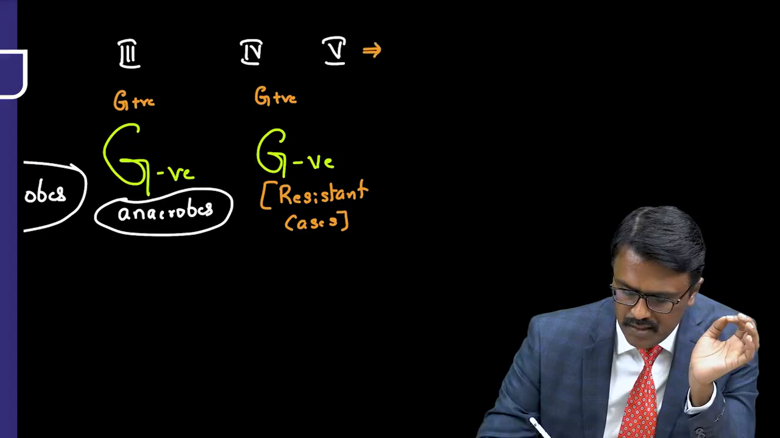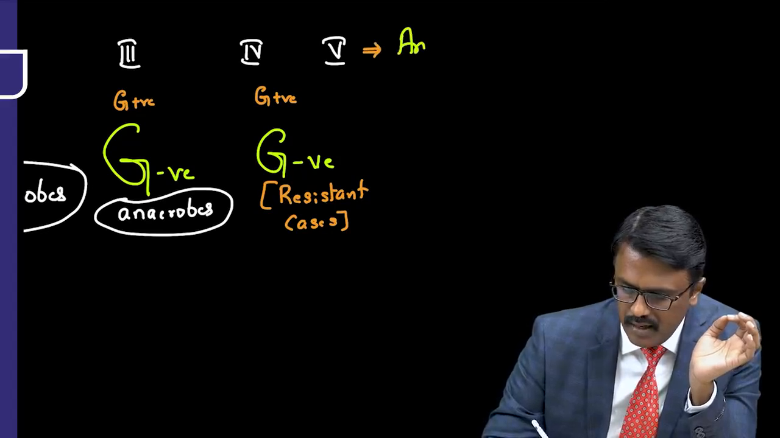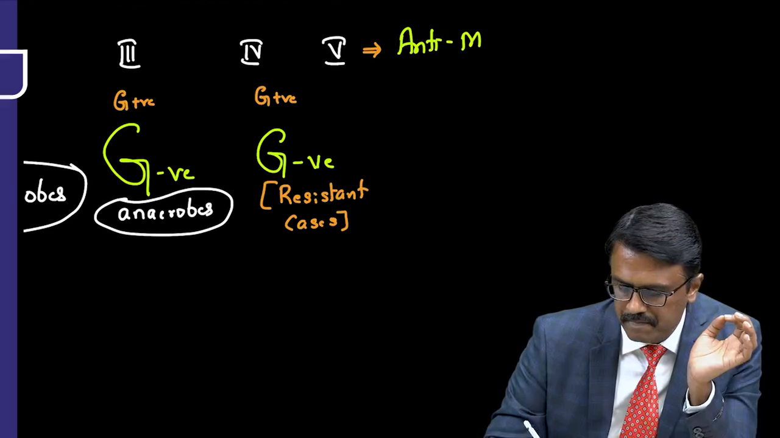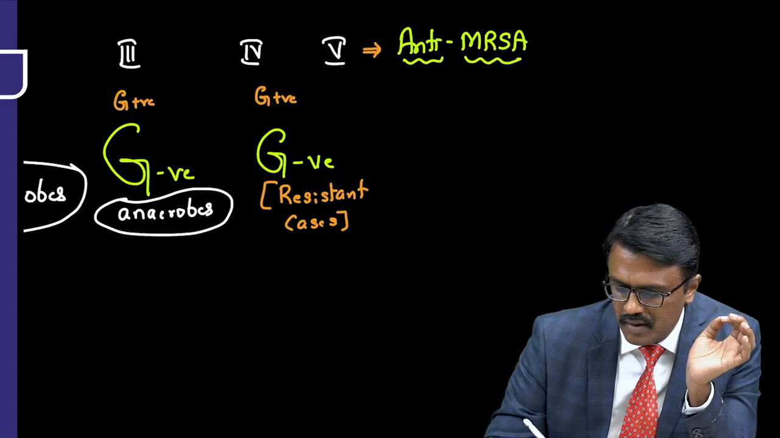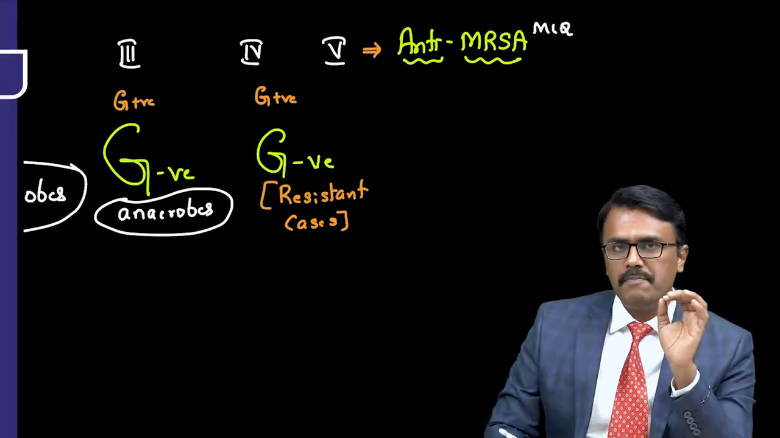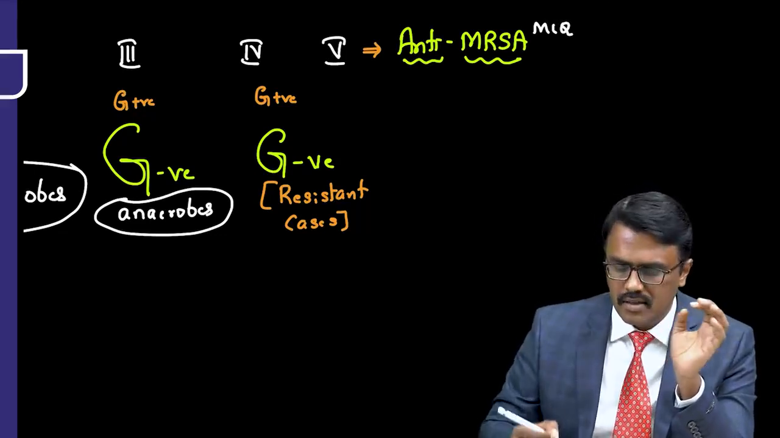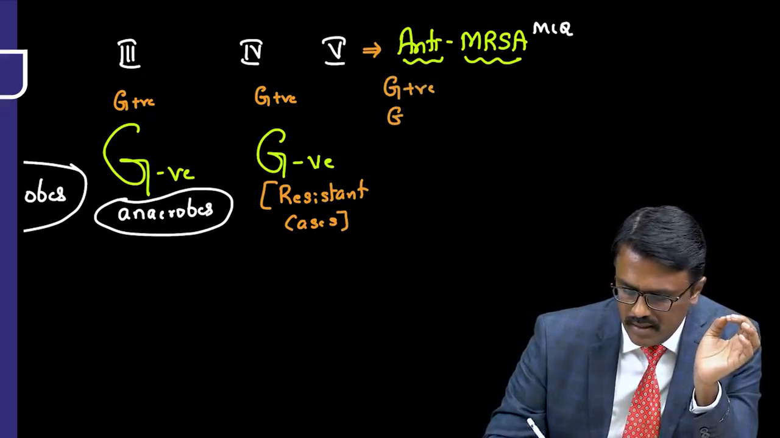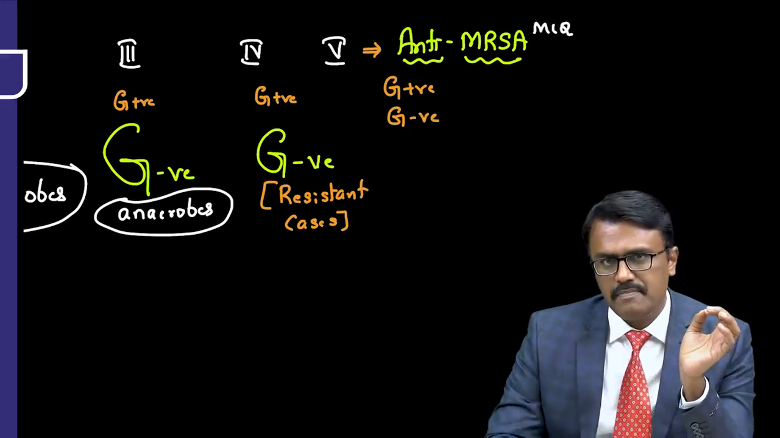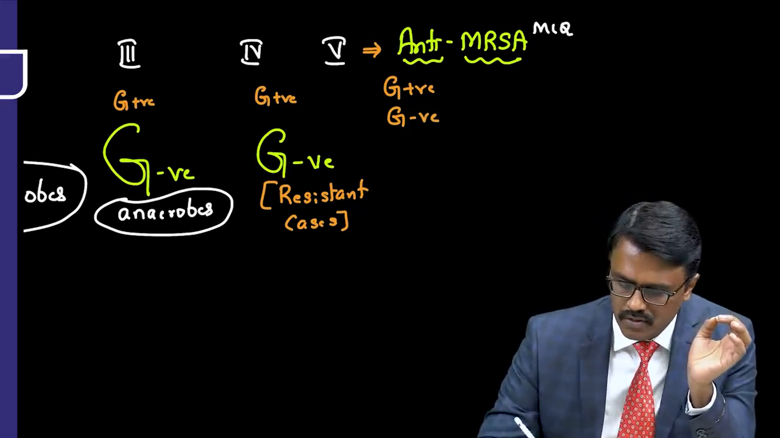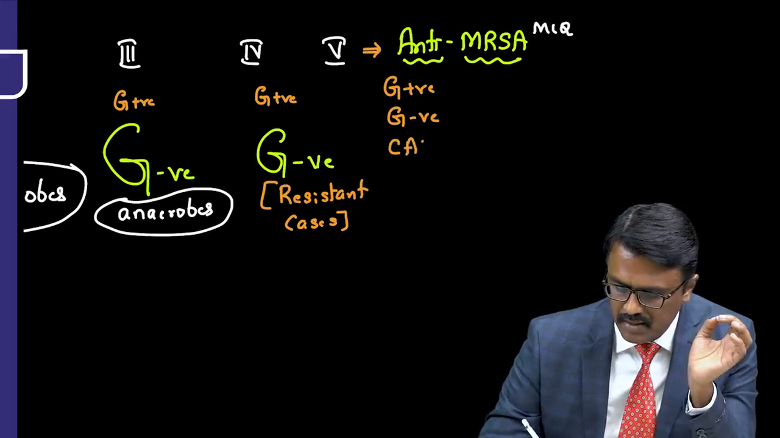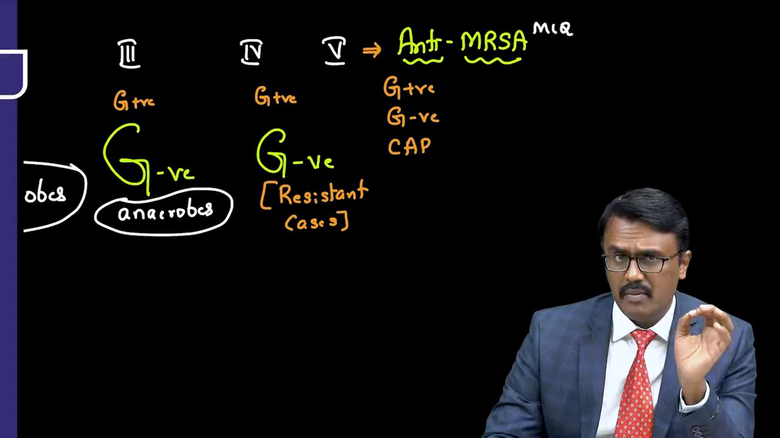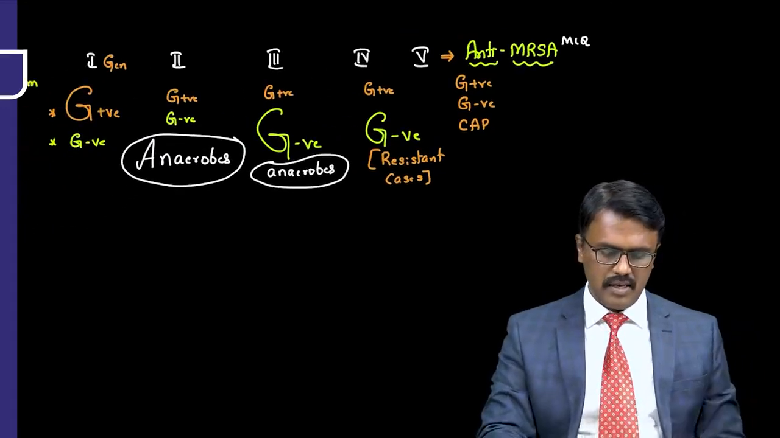Now, fifth generation cephalosporin has anti-MRSA property. So it is the only beta-lactam which works on MRSA. Please mark this point, MCQ. It is the only beta-lactam having MRSA action. It will also cover gram positive as well as gram negative infections. And it is also used to treat CAP. CAP means community acquired bacterial pneumonia. So this is the idea for you.